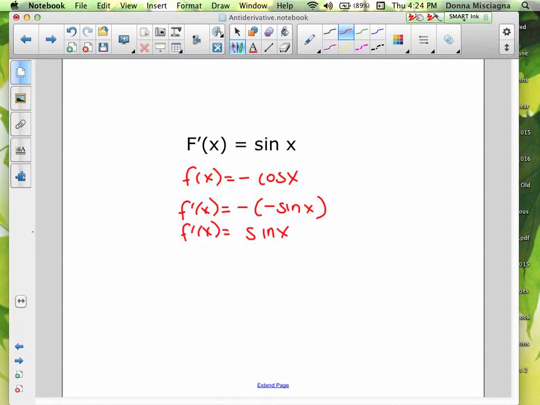Okay? So that was a little trickier. You had to remember that the derivative is negative for cosine x. And so if our derivative is positive, it must mean that our original function had a negative in front. Okay, so the correct answer for this one was negative cosine x.